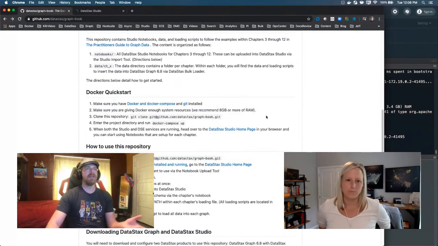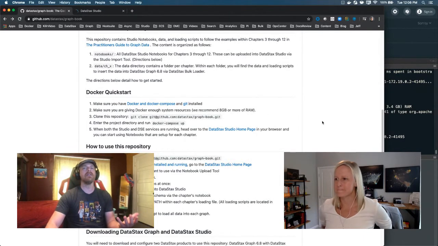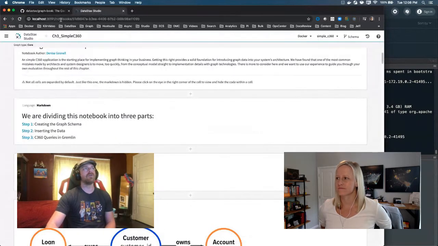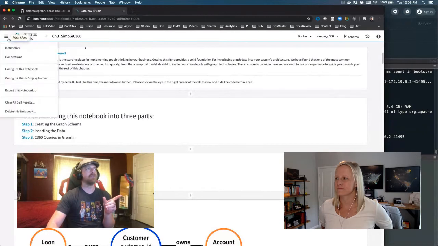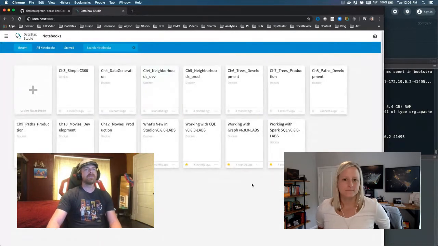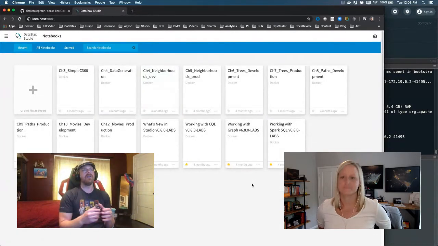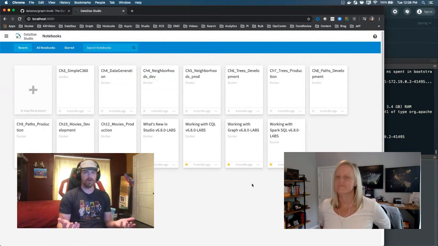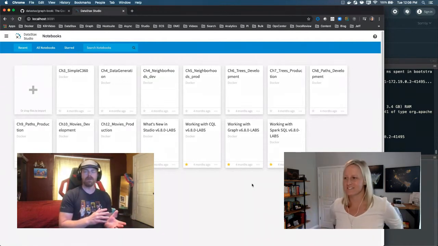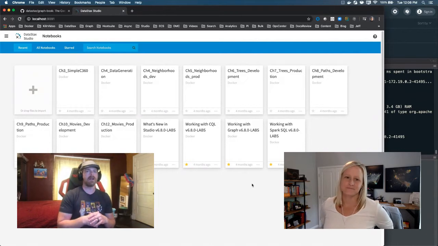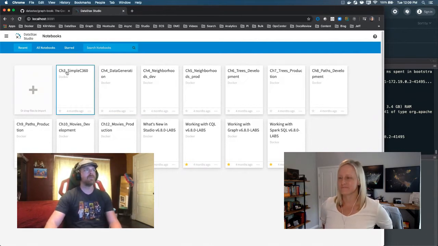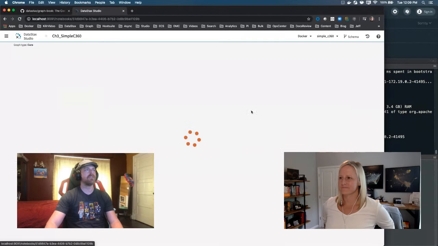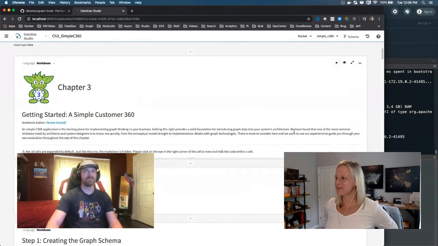Once you've done that, it will start not only an instance of DataStax Enterprise with Graph, but also Studio. You'll notice that I go to localhost 9091. That's the default port for Studio. I'm going to step back for a second, Denise, and you'll see something like this. You're going to see a whole set of notebooks. Yes, this is all preloaded and already in place when you do that Docker Compose up with that Docker image. And we are here in Chapter 3, Simple 360. Exactly. That's where we are.